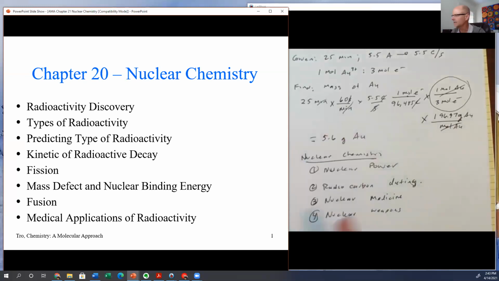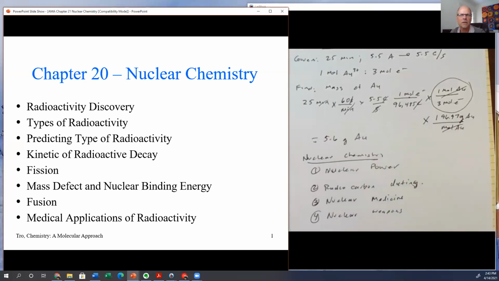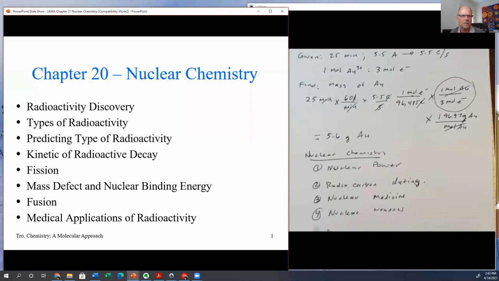So we'll talk about all this throughout this chapter, but these are some of the applications of nuclear chemistry, and they're super interesting. Some of them, of course, are controversial.